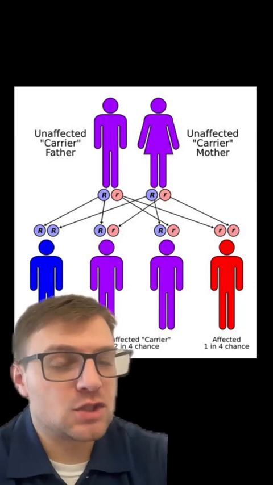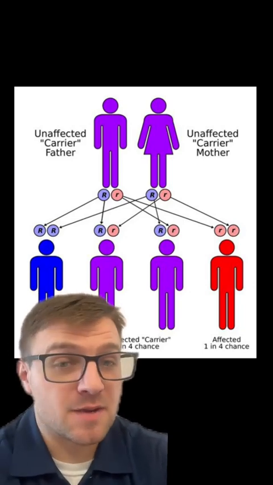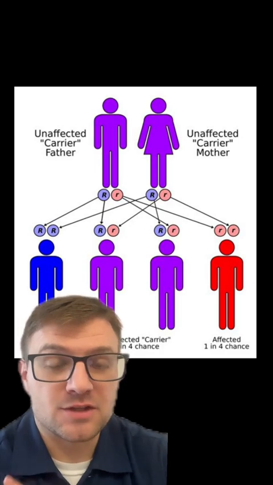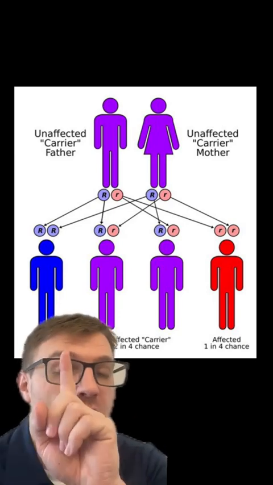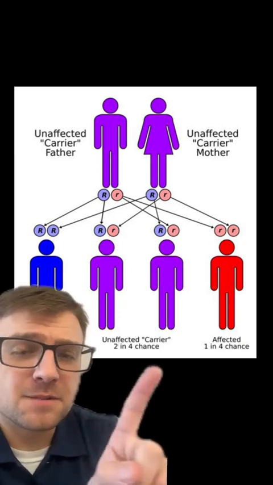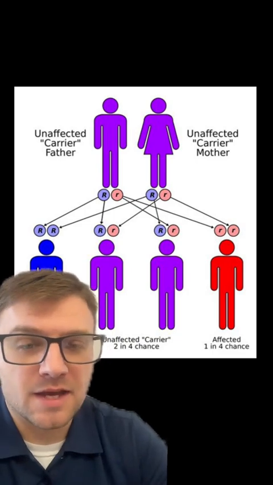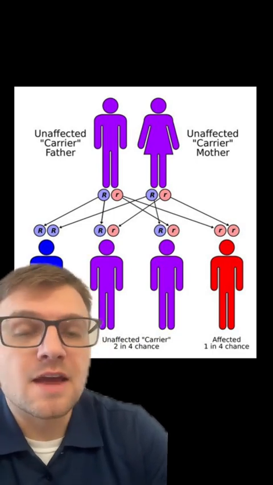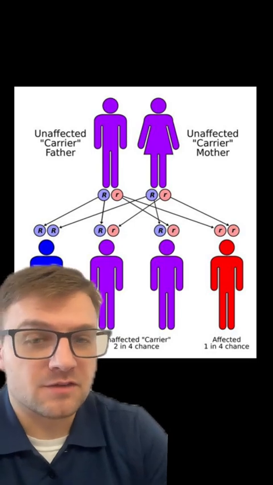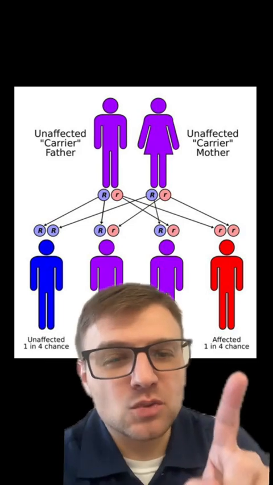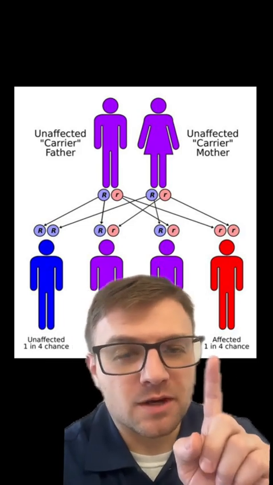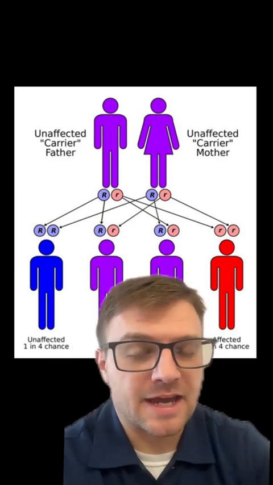Here's an example of two carrier or heterozygous parents having offspring with a disorder. You can see 25% of the time they're going to be homozygous dominant and they won't have the disorder. 50% of the time the offspring are going to be heterozygous, or another carrier. That means they're going to inherit one of the recessive alleles but not both, so they won't have the trait or the disorder. And only 25% of the time will an offspring receive both recessive alleles and have the disorder.